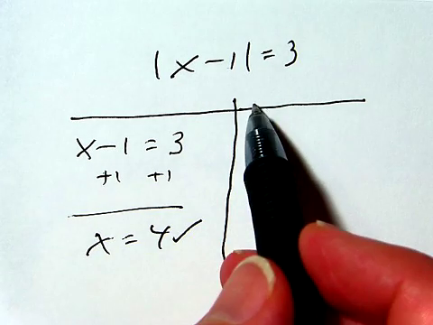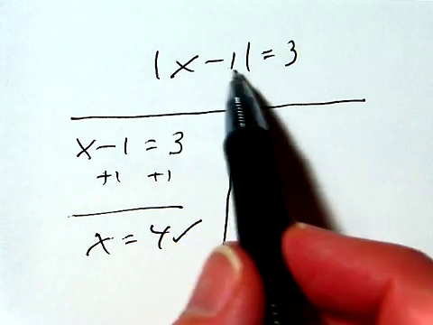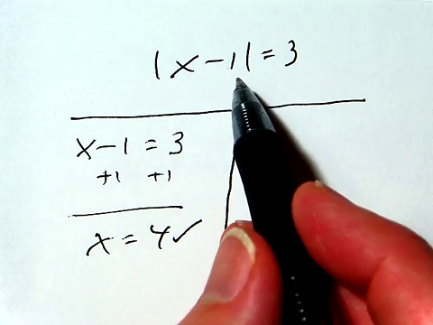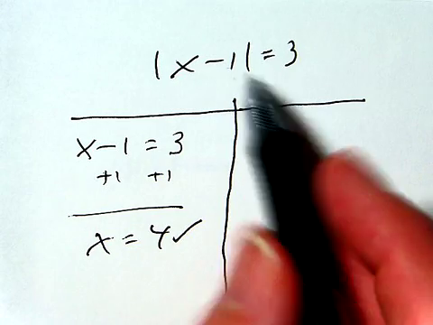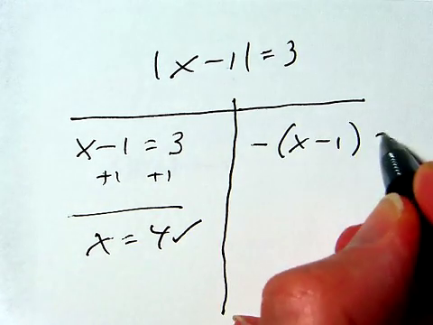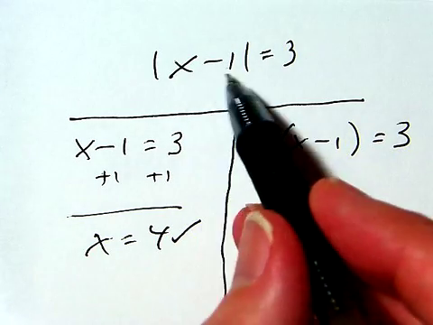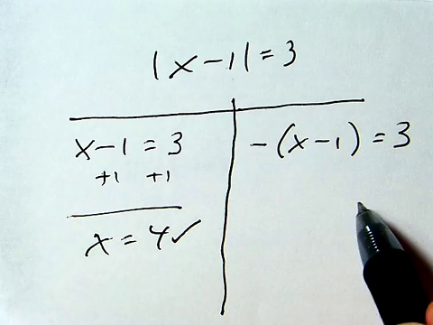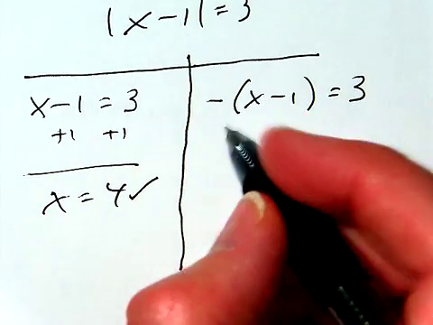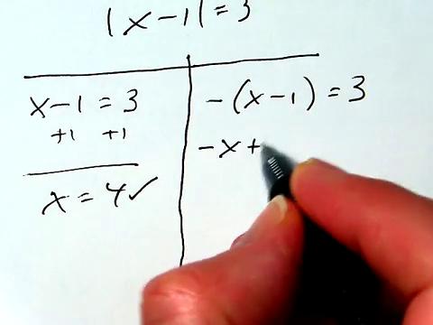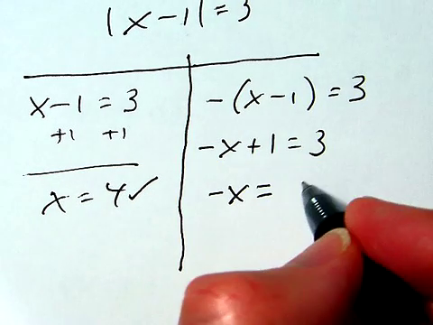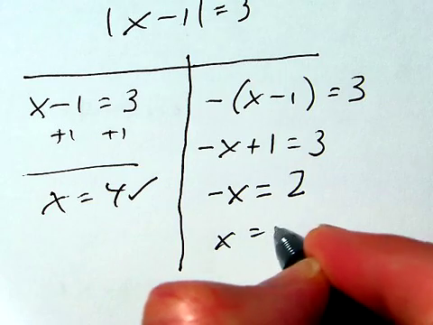Let's take a look at the other possible solution for the absolute value of x minus 1 equals 3. If x minus 1 turns out to be a negative expression, then it will be true that negative (x minus 1) is going to be equal to 3, because taking the negative of a negative gives you the positive. So this may also be a solution as well. Let's solve this. Distributing the minus sign, we get minus x plus 1 equals 3, or negative x equals 2, or x equals negative 2.